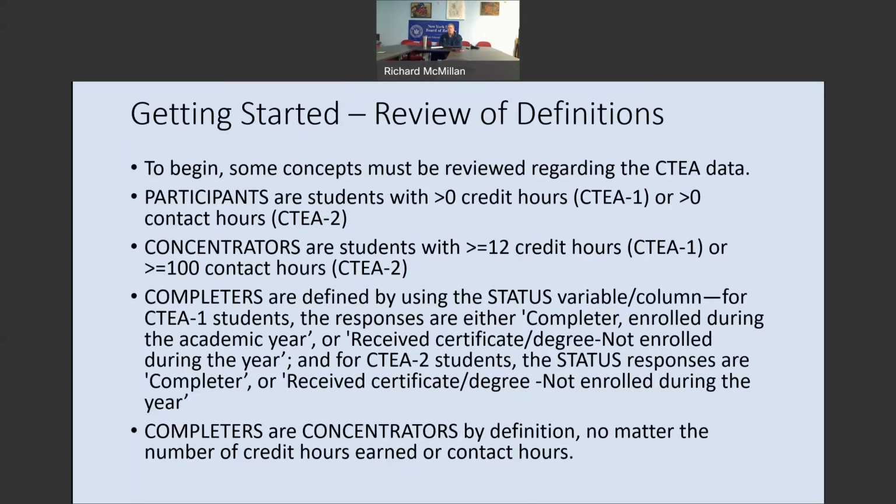Completers are defined by using the status variable column. For CTEA 1 students, the responses are either completer, enrolled during the academic year, or received certificate, degree, not enrolled during the year. And for CTEA 2 students, the status responses are completer or received certificate, degree, not enrolled during the year. And then completers are always concentrators by definition, no matter the number of credit hours earned or contact hours.